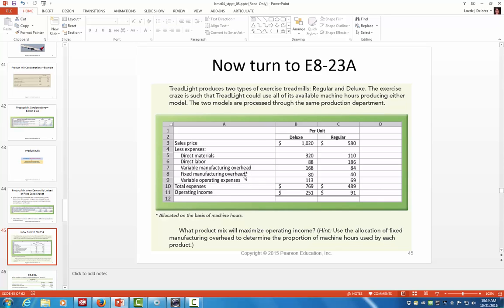So the fixed manufacturing overhead is allocated on the basis of machine hours, meaning for every $1 in overhead applied to regular, they're applying $2 to deluxe. So it's a 1-to-2 ratio or proportion, right? That's what they're saying here as their hint.